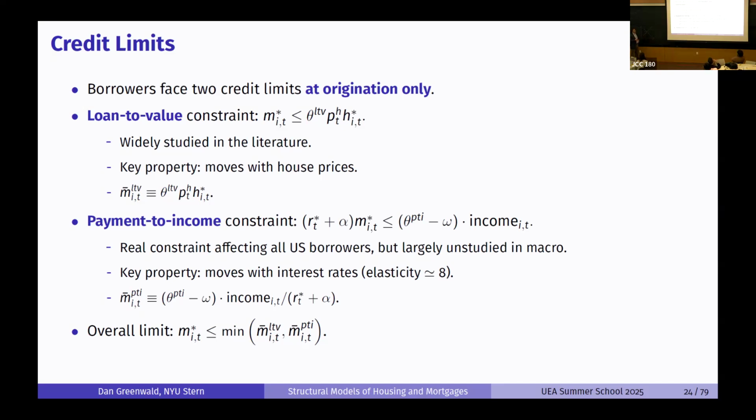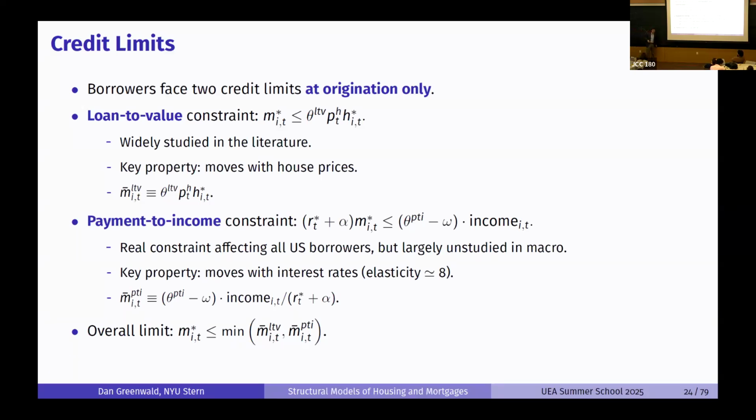So the two things I'll apply are the loan to value limit that we talked about before. I just have some more i's on there because in principle, this is person by person. I'll also put theta LTV because now we're going to have a couple parameters governing this stuff. And basically, the key property is it moves with house prices, so that when your house price goes up, you can actually borrow more, all right?